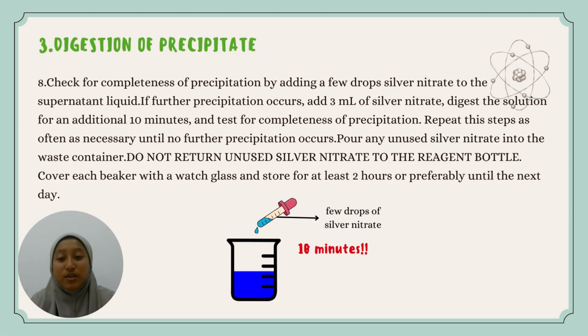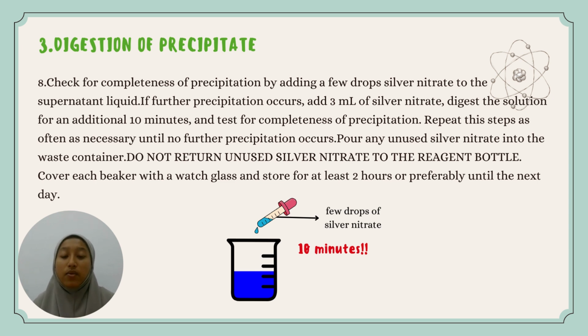Alright, moving on to the third part of the gravimetric analysis, which is the digestion of the precipitate. What we will do here is check for the completeness of the precipitation by adding a few drops of silver nitrate to the supernatant liquid. If further precipitation occurs, add 3 more ml of the silver nitrate, digest the solution for an additional 10 minutes, and test for the completeness of the precipitation. Repeat this step as often as necessary until no further precipitation occurs.